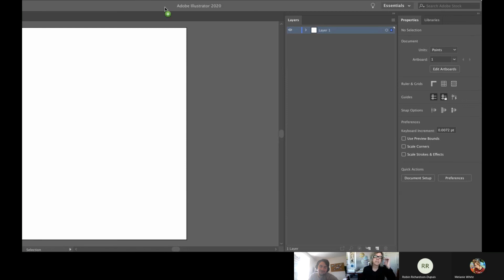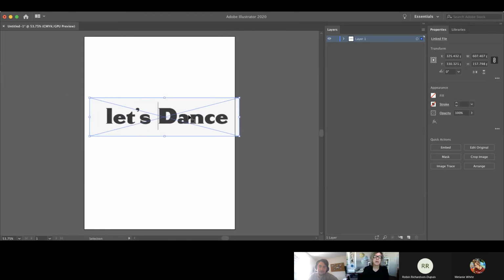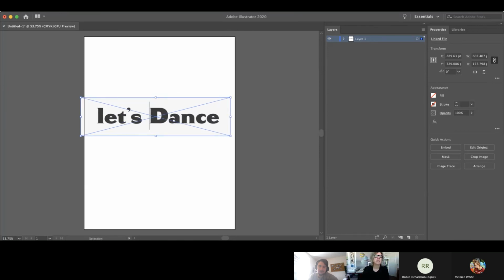Now here we go. There we are. So Let's Dance is right there. So then I've got that. Want this nice and large. And then what I will do is go up to my object, and where are we here? Image trace, make and expand. So we should get a menu. Sometimes we get options here. Hold on, okay, let's just go back here.